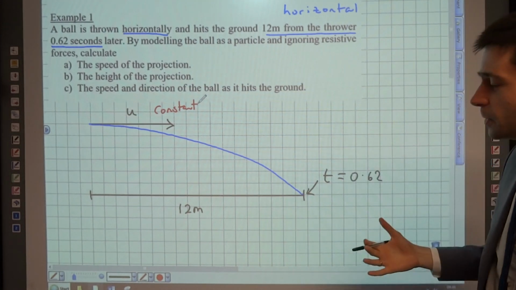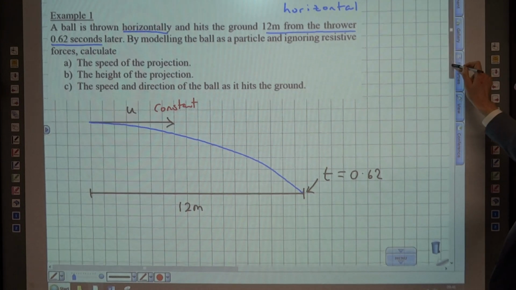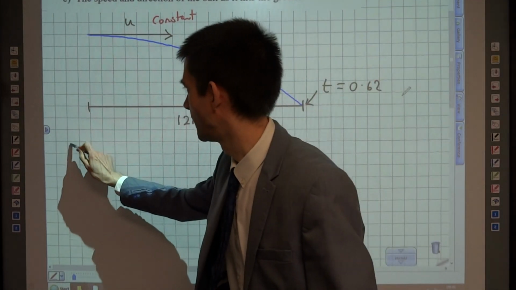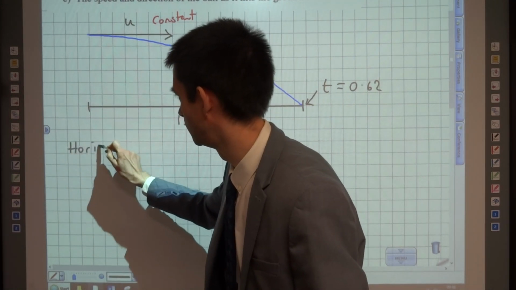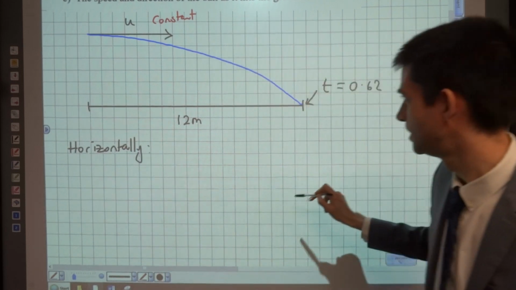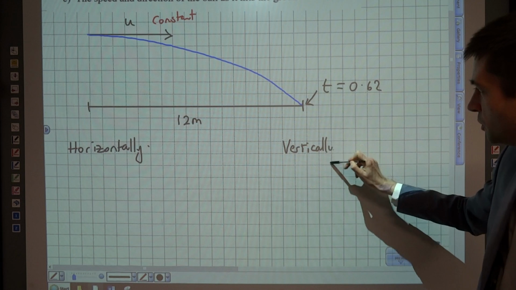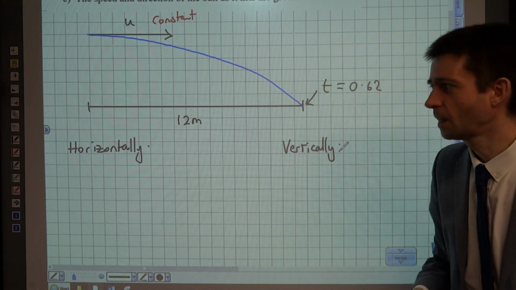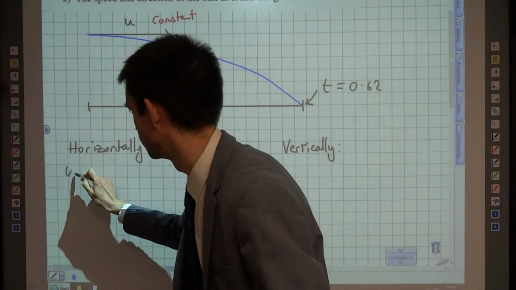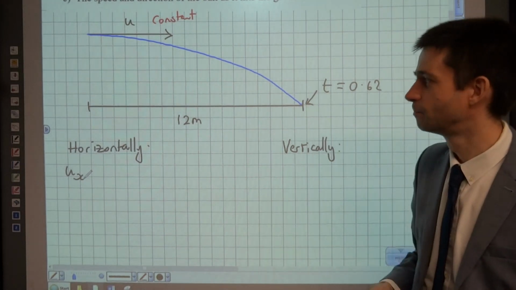Okay. So what I'm going to do now, and this is how I suggest you approach all projectile questions, is consider what is happening horizontally and what is happening vertically. And I'm actually going to split the page in two and do horizontally on the left and vertically on the right. And this just helps you to keep track of what you're doing. And then I'm going to use the subscript x for horizontal, and y for vertical.